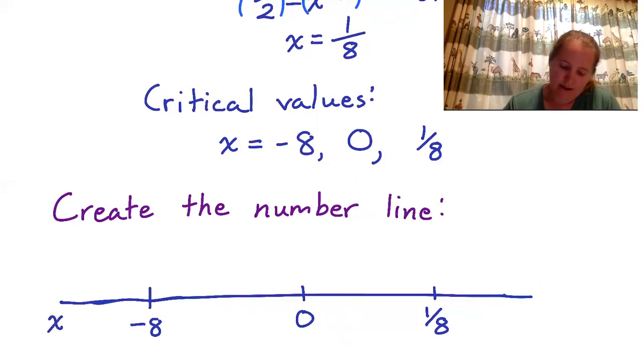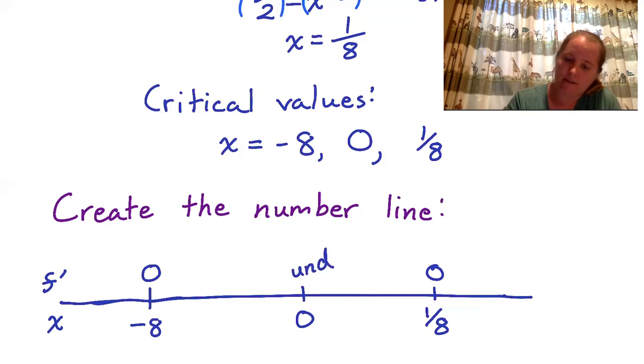So here is our x, g prime. We know at -8 and 1/8, the derivative was 0. And at 0, the derivative was undefined. Oh, this is not f, this is the function g prime.